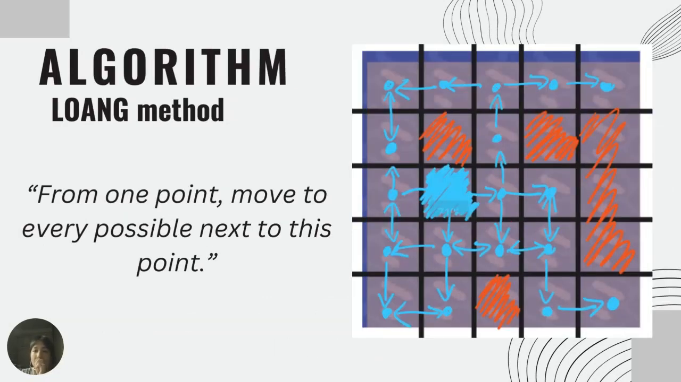This long method is prepared for you to understand what I do in the next slide. At this point, a blue point, I can move in three more directions from the initial point, and from the next point I can move to another point which is not blocked by the red part. So from one point I can visit all the places not blocked by the orange color, and this is flood fill.